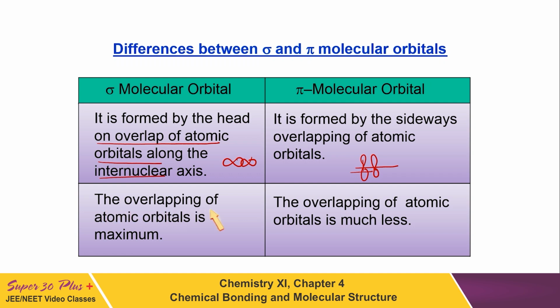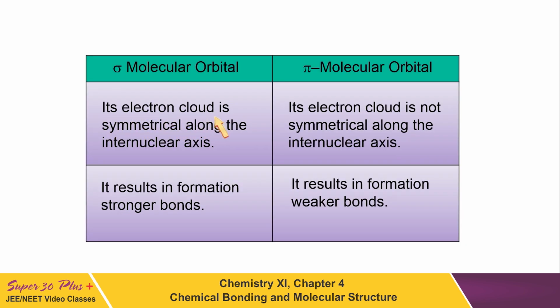The overlapping of orbitals is maximum in the case of a sigma bond, because sigma is strong. Here in pi, overlapping is much less than sigma. In the sigma bond, the electron cloud is symmetric, but in the pi bond the electron cloud is not symmetric because nodes are there in between. Sigma results in the formation of stronger bonds as they have low energy, and pi results in the formation of weaker bonds as they are higher in energy.